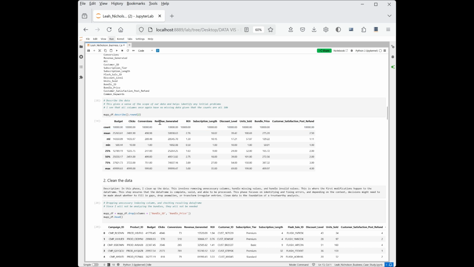I then described the data, which gave a sense of the scope of the data and helped me to identify any initial problems. And I could see that all the columns once again had no missing data, given that the counts were all 10,000.